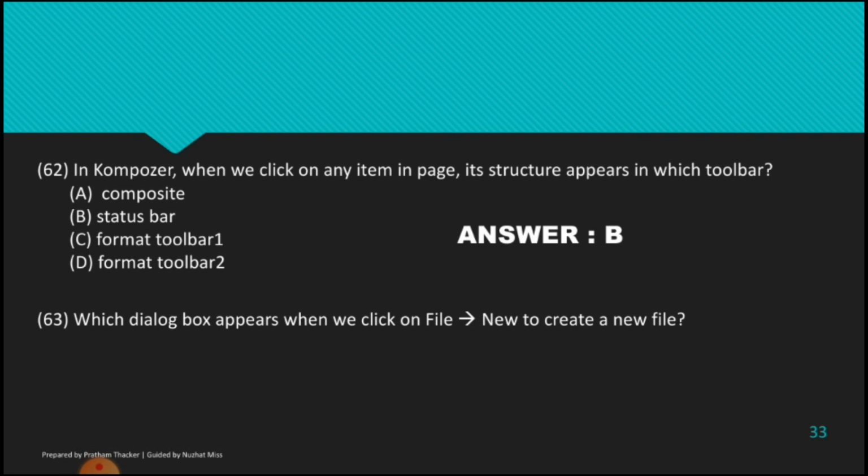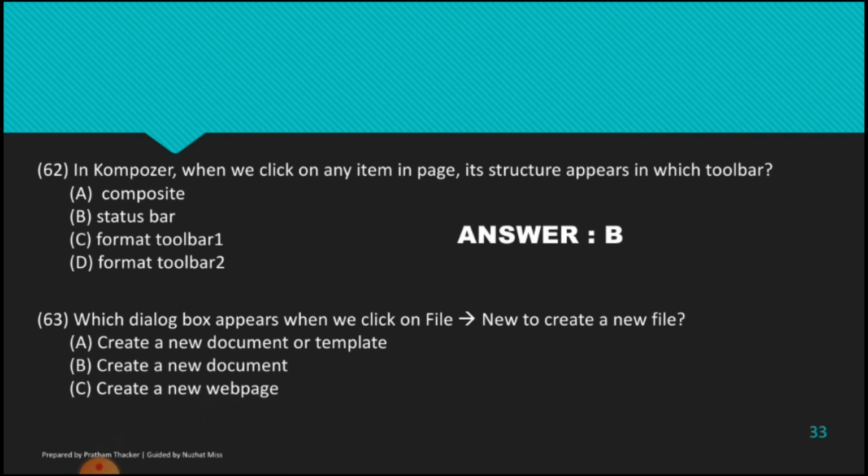Question number 63. Which dialog box appears when we click on File, New to create a new file? Option A create a new document or template, option B create a new document, option C create a new web page, or option D create a new file or web page. Answer is option A, create a new document or template.